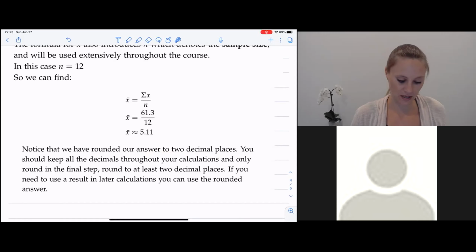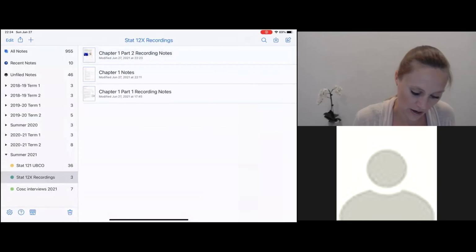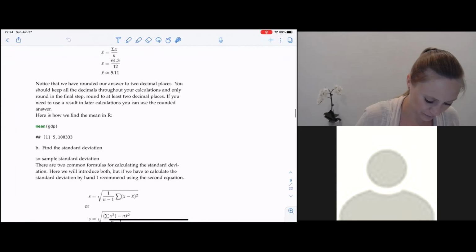So if this value was rounded, that would affect our final answer, right? And so in general, try to keep as many decimal places as you can. But if you need to use a result in later calculations, you can use the rounded answer. So in finding x bar, you shouldn't be rounding any values. But once you have x bar and you need to use it again, then you can use rounded values. It's weird, but you get used to it, right? And so there's this double standard. Don't round, but you can round sometimes.